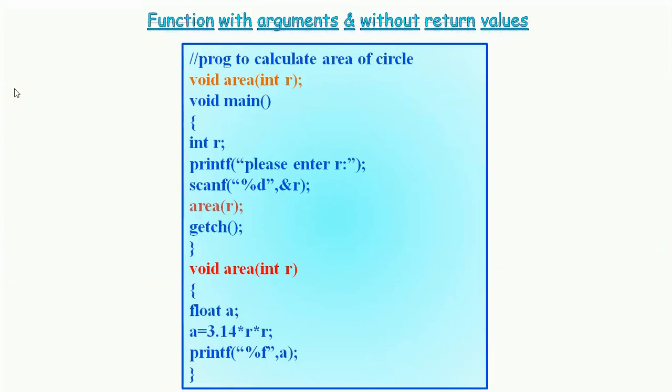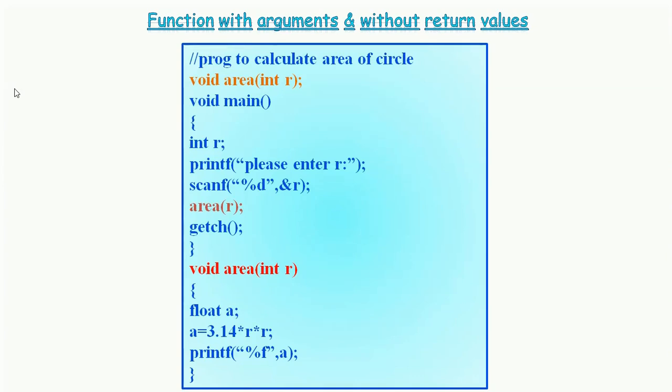Because function is not returning any value, we need to write void, and the name of function is area, and we are passing the value of r as a parameter, so we need to declare that variable in parameters list. Here we are declaring that variable, and in main function we are calling the area function, and the value of r is given as an input to the area function.